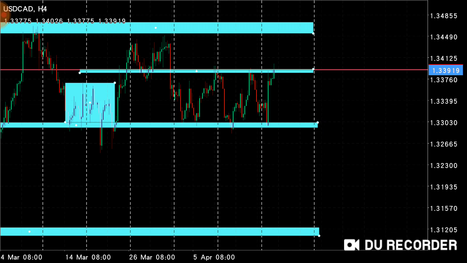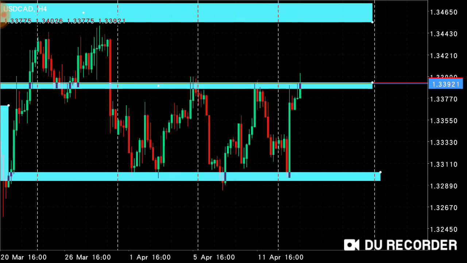kwa hiyo kama hapa sasa hivi, it's a live market. Today it's Tuesday. Kwa hiyo the market is moving. Kama sasa hivi hapa ili form something like a gravestone, ili form gravestone.